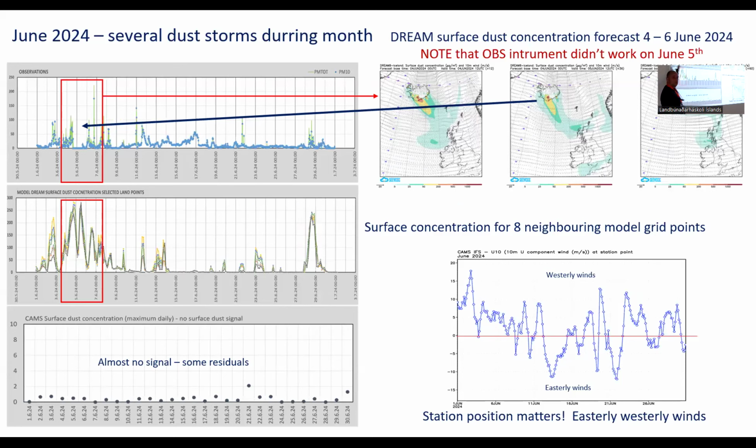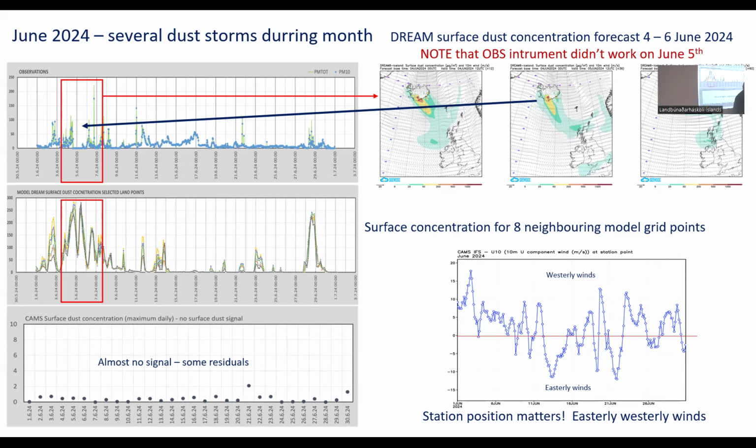And the whole of June: this is observations, this is our model, and this is CAMS. You can see clearly that almost all of the dust storms at those stations are represented and forecasted by the model. We can discuss some concentrations, but every dust storm is caught here. And a particular thing here on the 5th of June, the equipment stopped. So we do not have measurements on the 5th of June, but we have model results here.